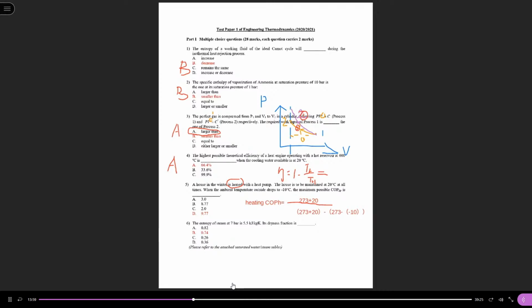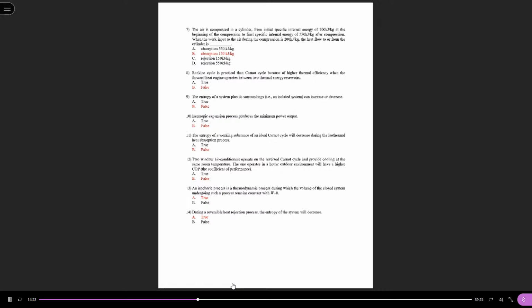Let me know if you think my solution is wrong, because I worked on the solution by myself yesterday, just within 10 minutes. And this is also regarding the properties. We need to calculate the dryness fraction, and we can refer to our tables. Then for question number 7, this is a first law of thermodynamics application. I think the calculation is positive, then it means absorption. Then, are we working correct or wrong.